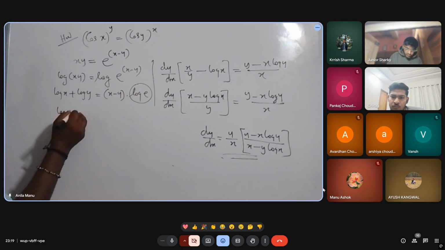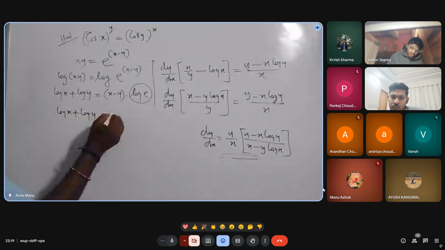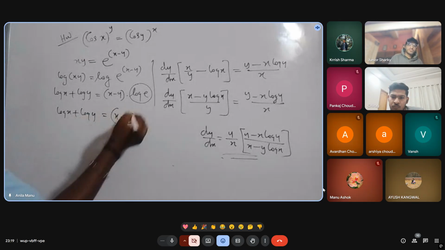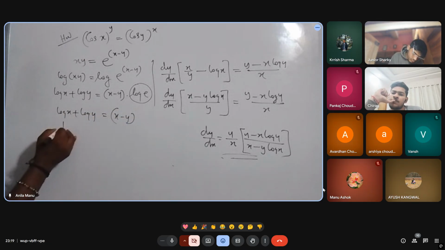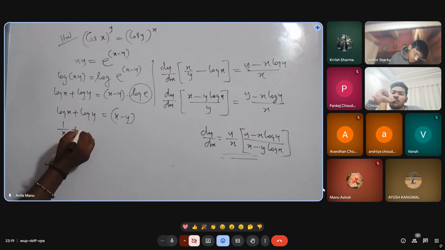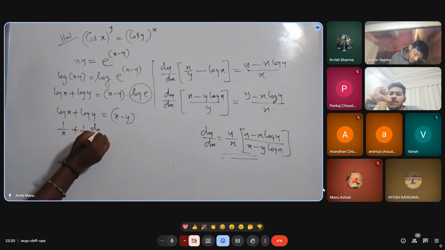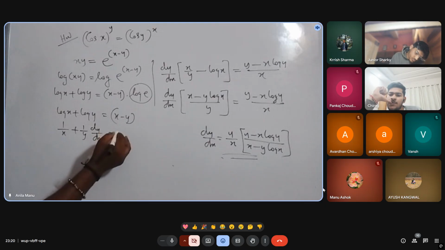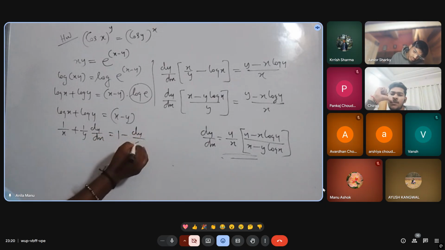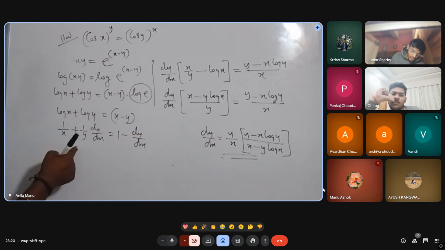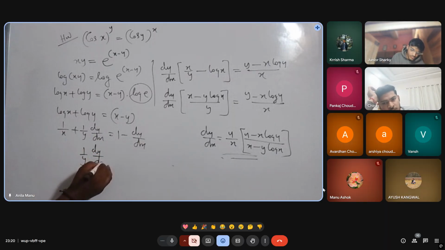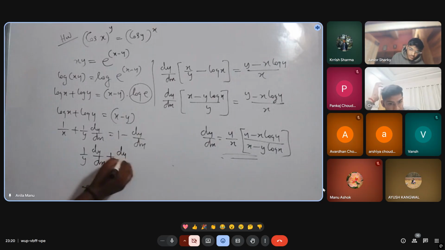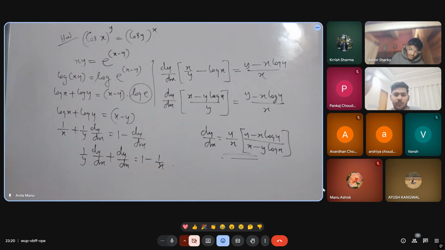Okay, so how can I write this one? Log x plus log y, that is equal to (x minus y) into this part is 1. Now differentiate both sides with respect to x. You will get 1 by x plus 1 by y dy by dx, that is equal to derivative of x minus y, which is 1 minus dy by dx. This you can bring to the opposite side. So 1 by y dy by dx plus dy by dx, that is equal to 1 minus 1 by x.